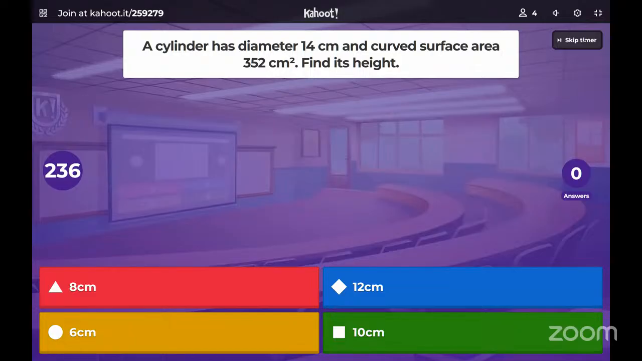So this is a direct question. This is based on the curved surface area of a cylinder. Also note its diameter here is 14. Note that. So remember your equation uses radius, not diameter. Just a reminder, diameter is twice the radius. Just to remember.